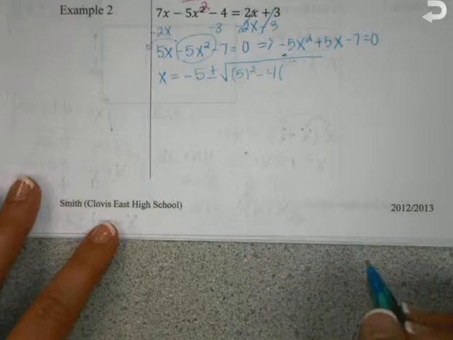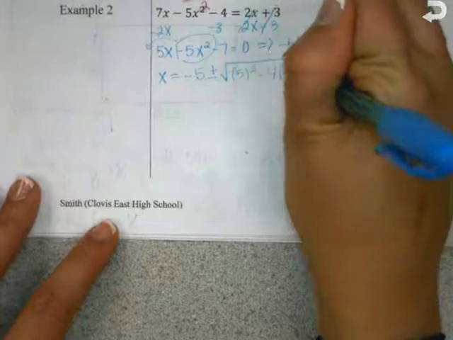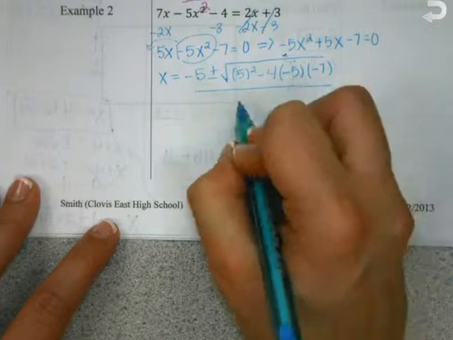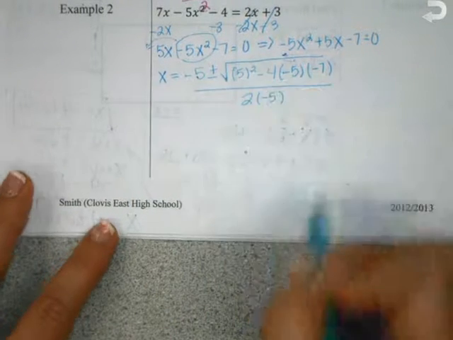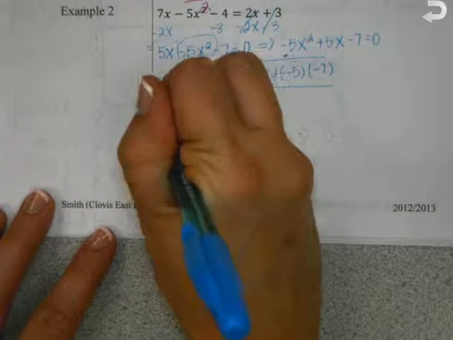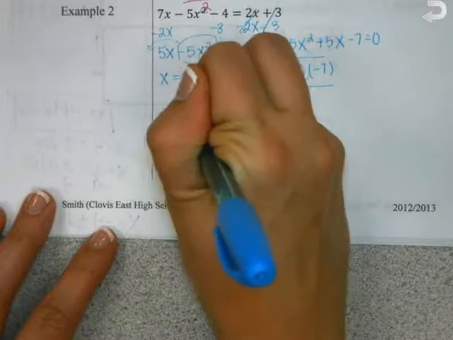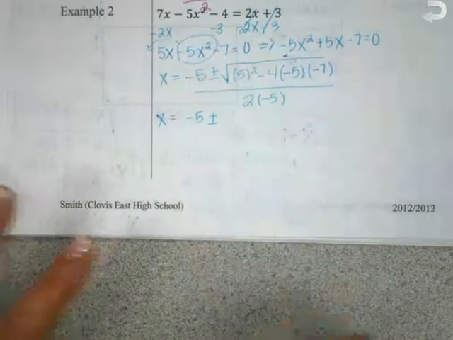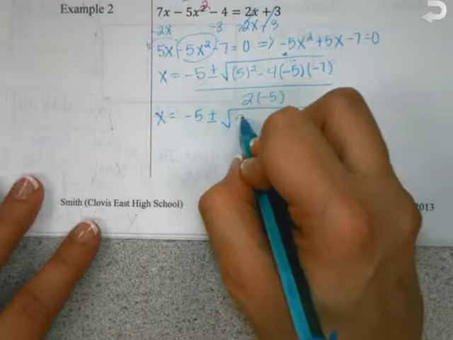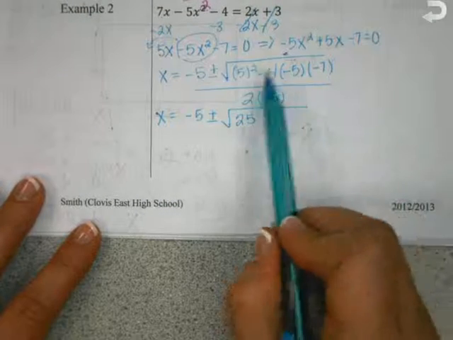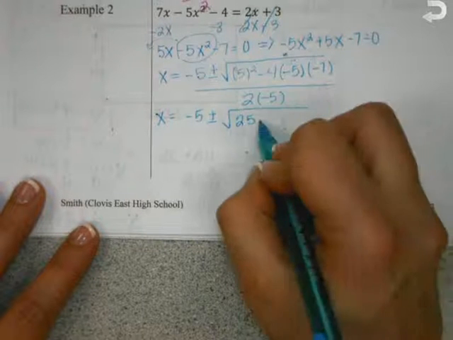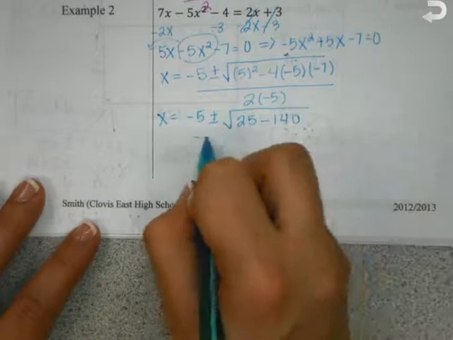What's c? Negative 7. All over 2a. So all over 2 times negative 5. So that's x equals minus b, or negative 5, plus or minus square root. 5 squared gives me 25. Negative 4 times negative 5 gives me positive 20 times negative 7, negative 140. All over negative 10. Please do not start reducing stuff yet.